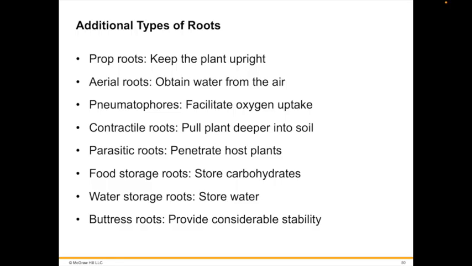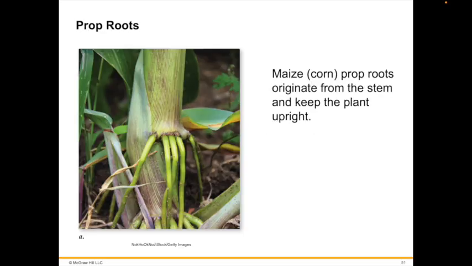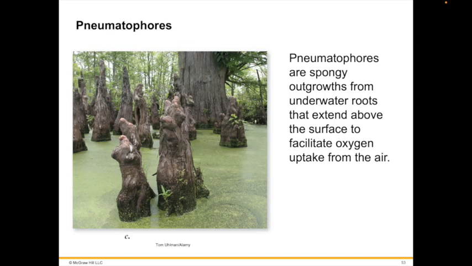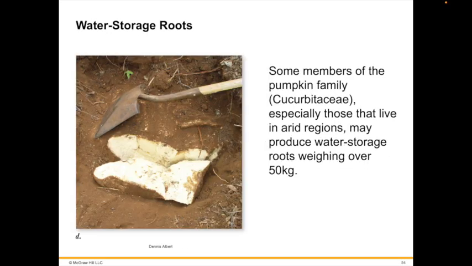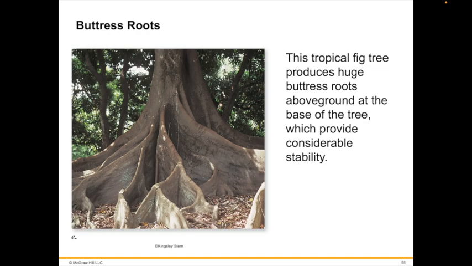Water storage roots. Some members of the pumpkin family, especially those that grow in arid regions, may produce water storage roots that weigh 50 kilograms or more. And lastly, buttress roots. Certain species of fig and other tropical trees produce huge buttress roots toward the base of the trunk, which provide considerable stability. These are buttress roots.